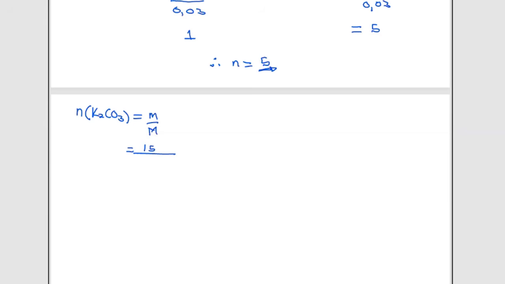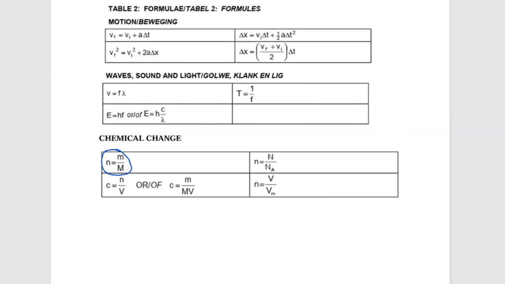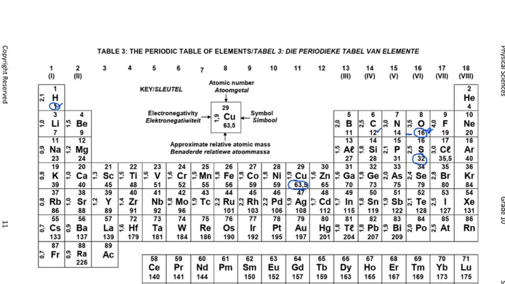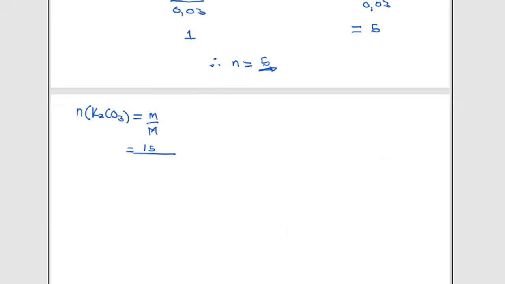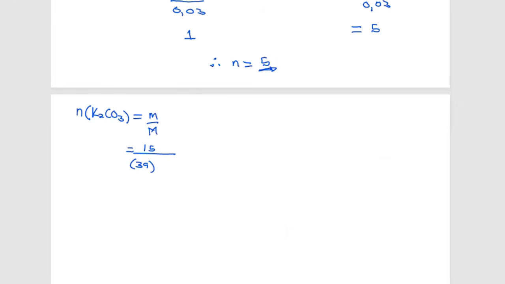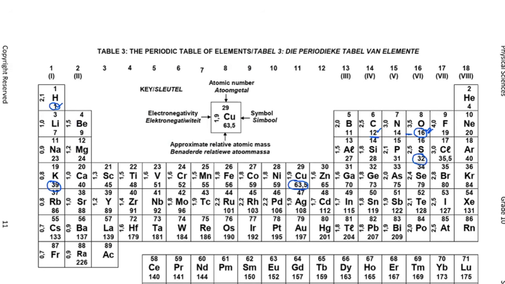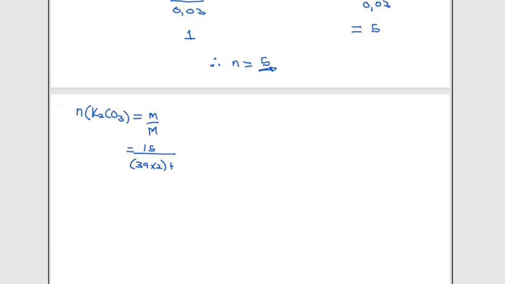Remember, we're supposed to use our periodic table for this one. Scrolling down to look for potassium, our K there is 39, right? So 39 multiplied by 1. Oh, there are two of them, so it's 39 times 2. Then plus carbon, which is carbon-12, the relative atomic mass, which is 12. Then plus our oxygen, which is 16 times 3, right?